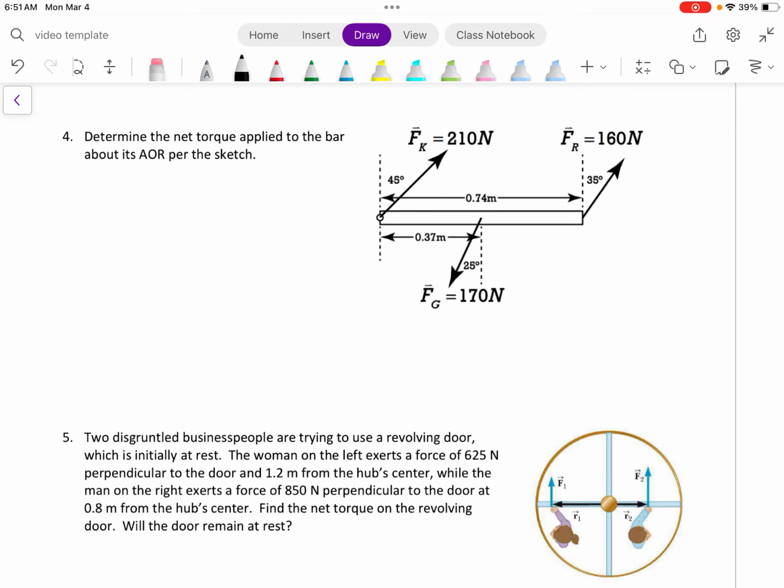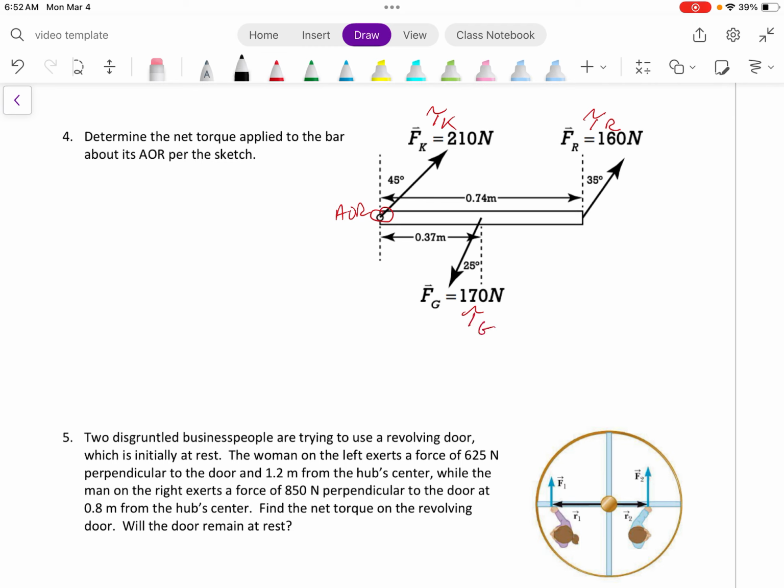Okay, a couple more examples, and then we're done for today. This is an example where we have two torques, and they have asked to determine the net torque. So I actually have three torques, excuse me, on this, and we have a hinge here, and this is the axis of rotation. I'm going to go label torque. I'll call this torque K. I'll call this torque R. I'll call this torque G.